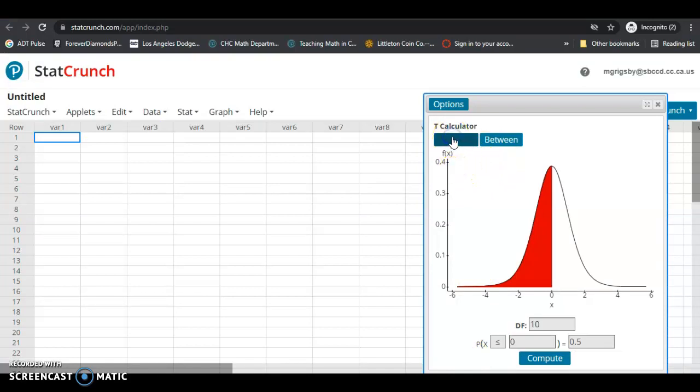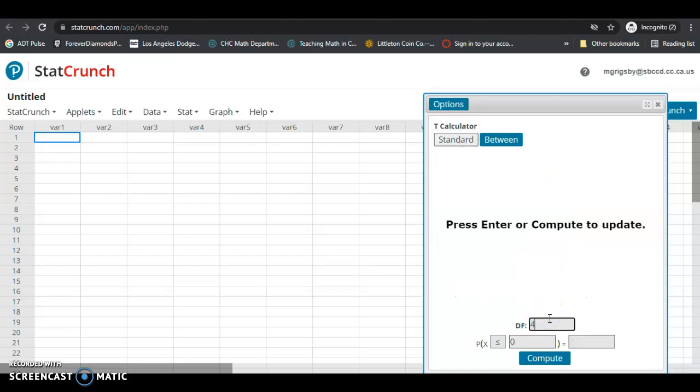left-tailed test, and this is true for the right-tailed test, you're going to select the standard option, not the between option. We do that for a two-tailed test. So select the standard option, enter the degrees of freedom in this box here on top, which is 42. For the left-tailed test, you would select the less than or equal to symbol. For the right-tailed test, you would select the other symbol.